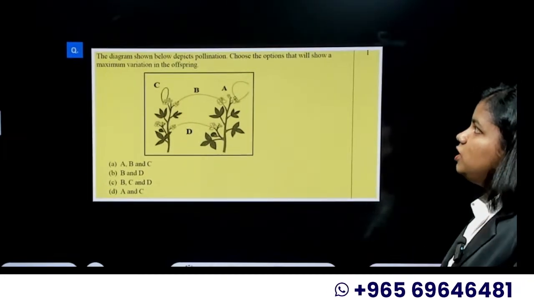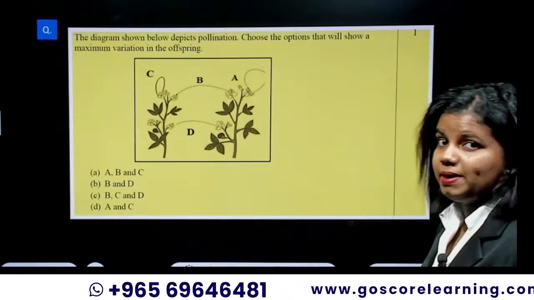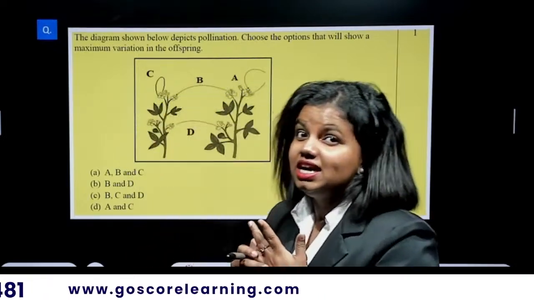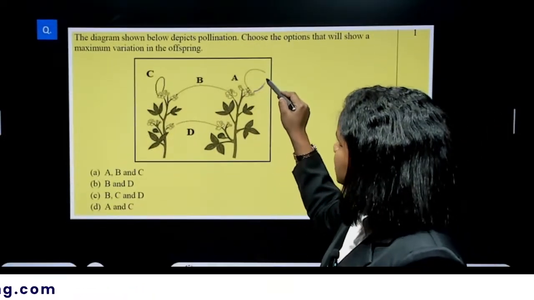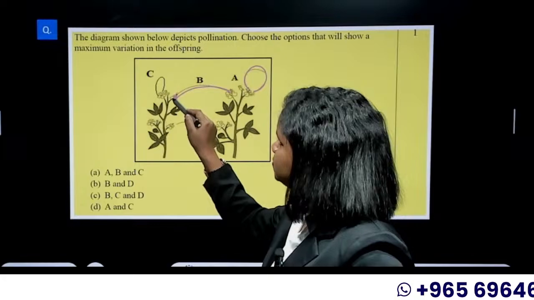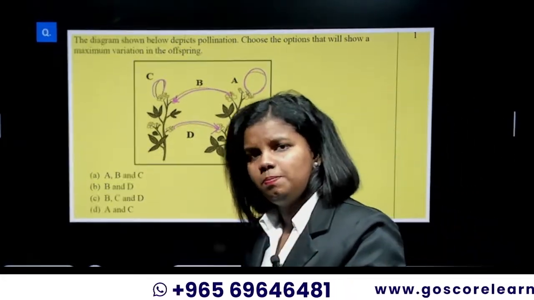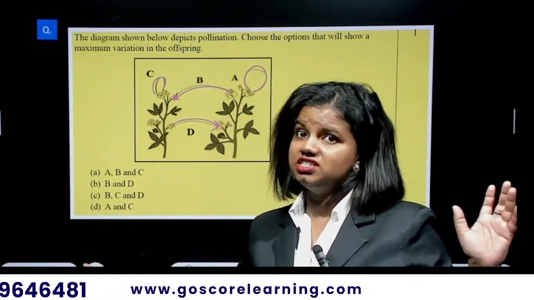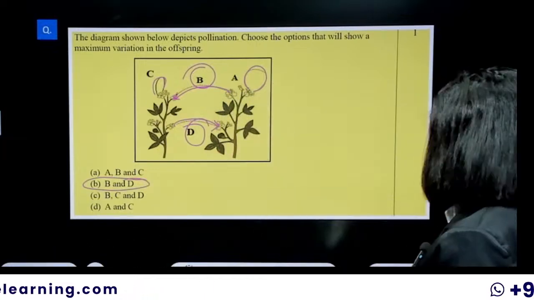And then the diagram shown below depicts pollination. Choose the option that will show maximum variation of offspring. Maximum variation would be possible in sexual reproduction, right? Here they have shown A, which is self-pollination from the same flower to that same flower. B, they have shown cross-pollination. C, self-pollination. D, cross-pollination. So definitely when a gamete is being transferred from one plant to the other, there will be maximum variation because they are completely different genetically, right? So here it is B and D. So the option would be option B.